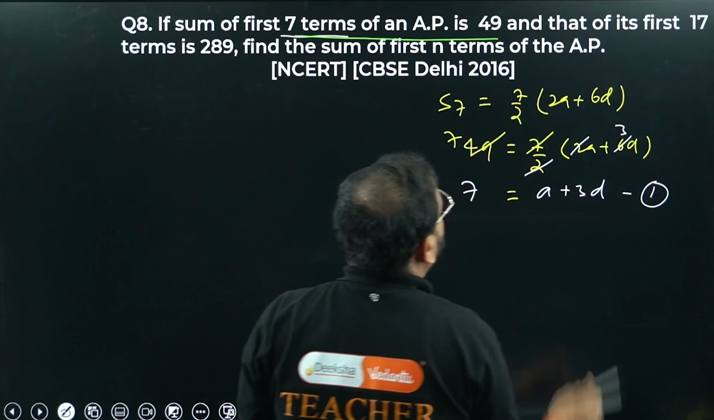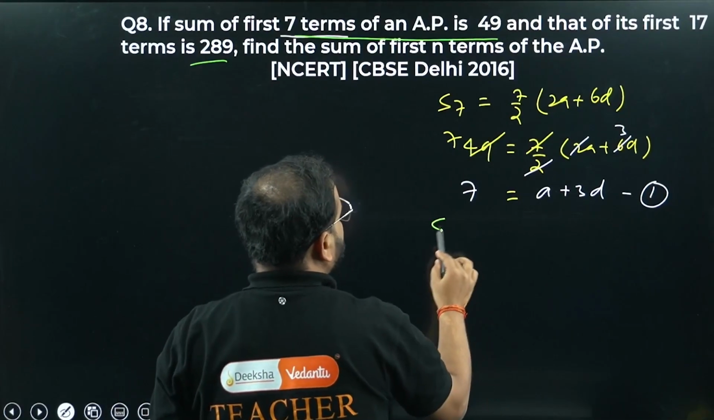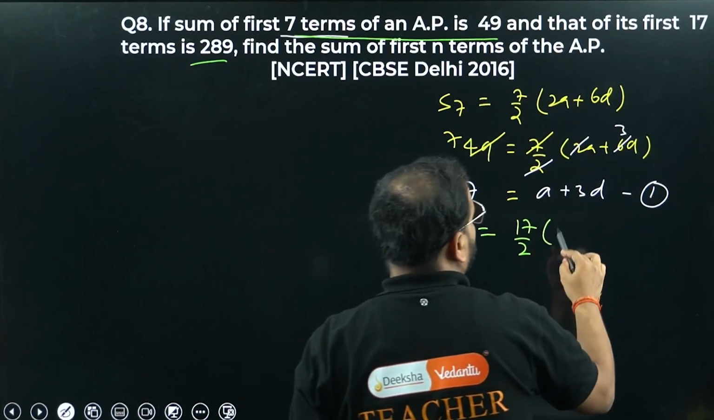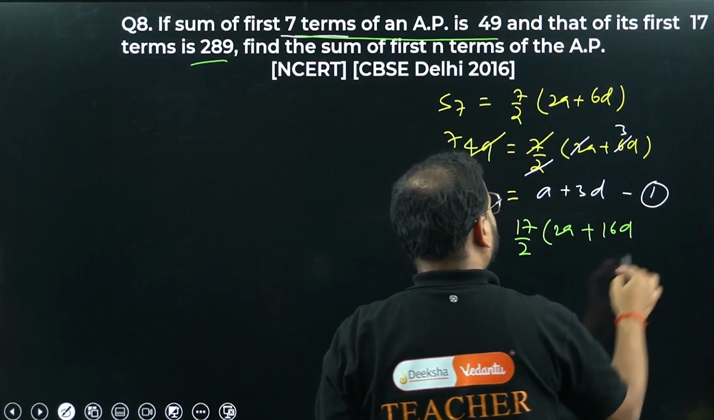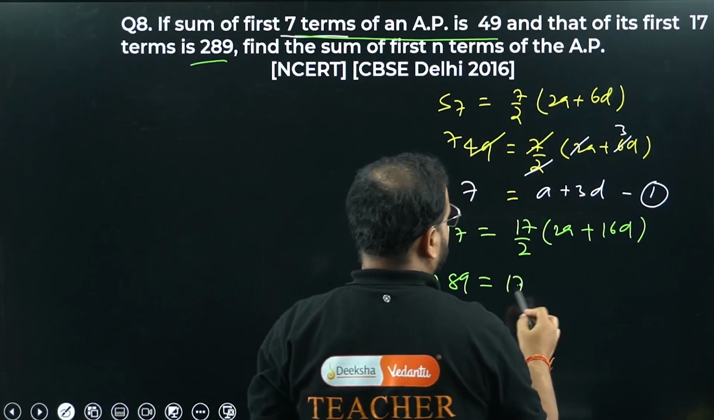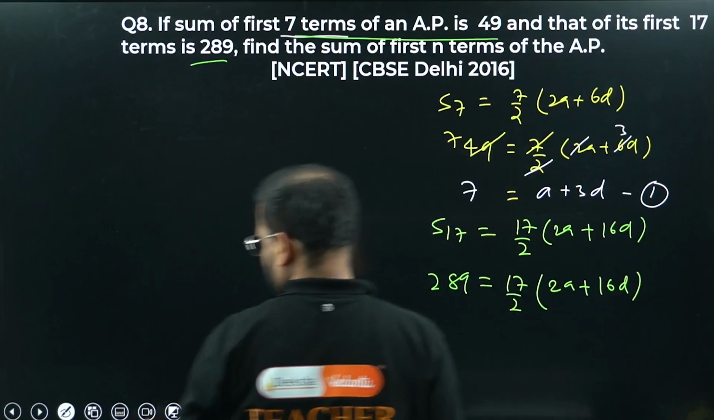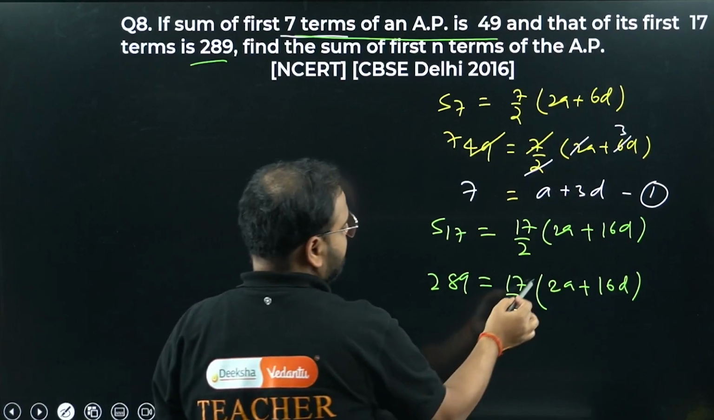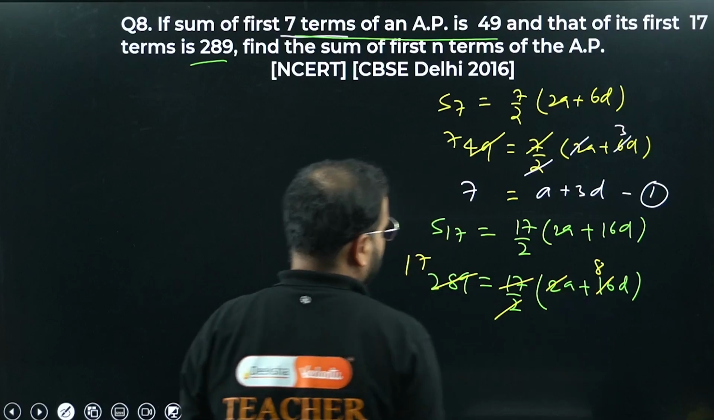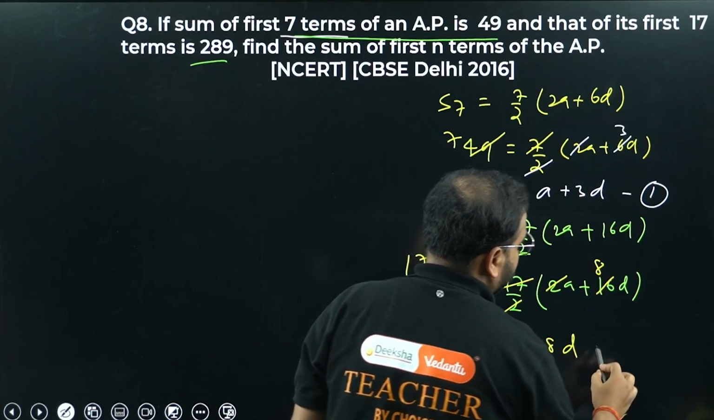Second statement. The sum of the first 17 terms is 289. So S17 is given as 17 upon 2, 2a plus 16d, which equals 289. Have a look, I can cancel something. 17 times 17 is 289, and 2 with this, 2 gone, here I get 8. What I'm getting here, please check. 17 equals a plus 8d, equation number 2.